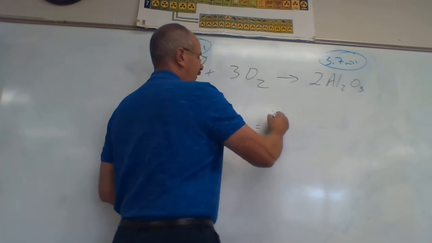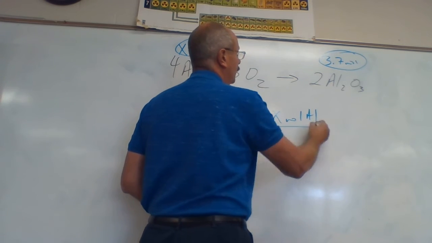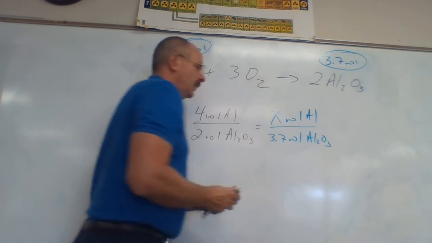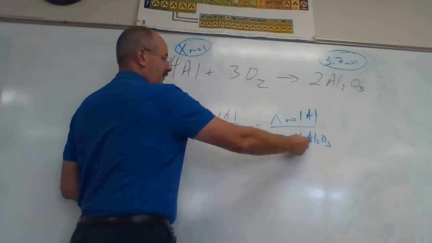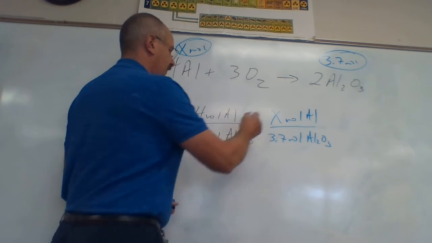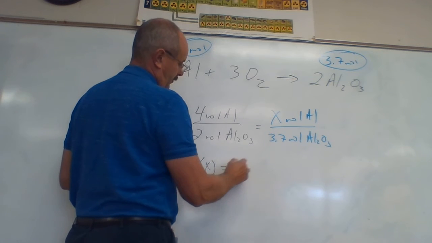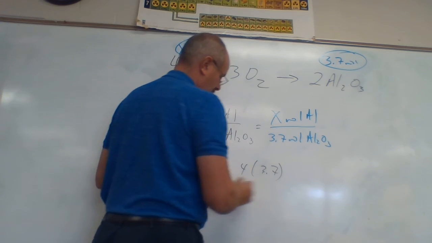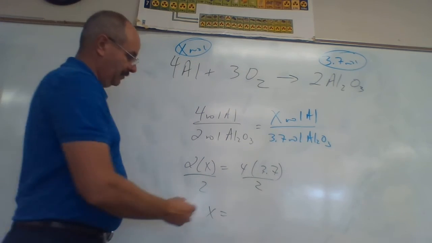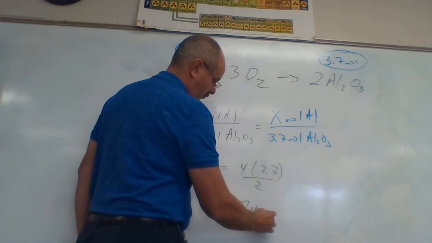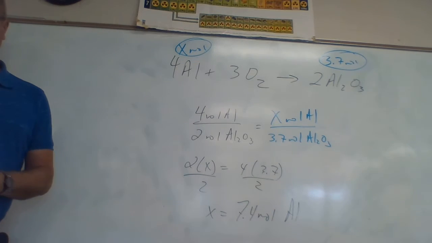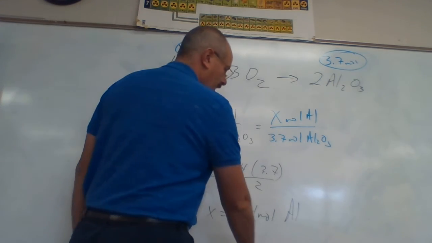Then we've got X moles of aluminum and 3.7 moles of Al2O3. Notice also that I'm keeping these units in line going across because we're setting up ratios. Cross multiply: 2 times X equals 4 times 3.7. Divide by 2, so X ends up equaling 7.4 moles of aluminum is my answer. So that was number 3. Now we go on to number 4.